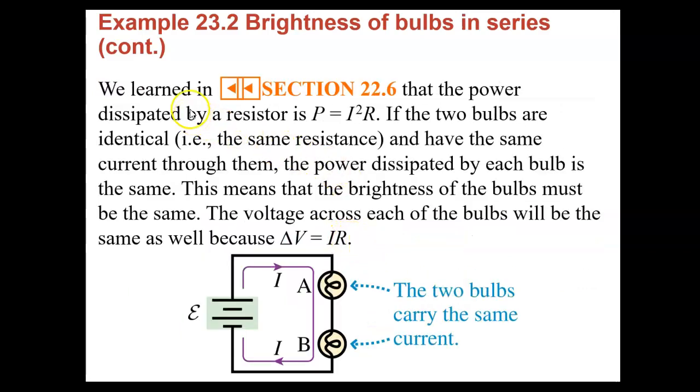Because they carry the same current, and we learned that the power dissipated by a resistor is equal to current squared times resistance, if the two bulbs are identical and have the same current passing through them, the power dissipated by each bulb is the same, which means the brightness of each bulb is the same. That means the voltage across each light bulb will be the same as well. So they carry the same current, they have the same brightness. Thinking back to our previous video, since the voltages across each are the same, each is going to be half of the total voltage across the battery.